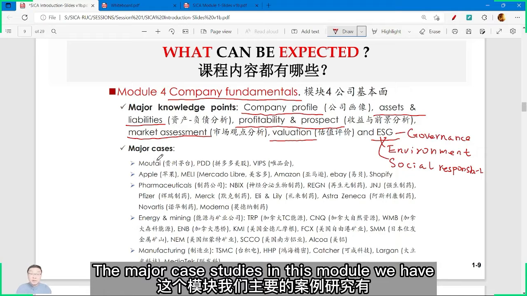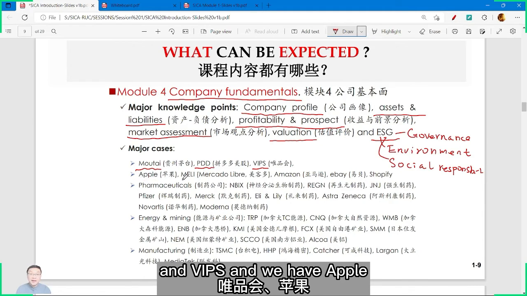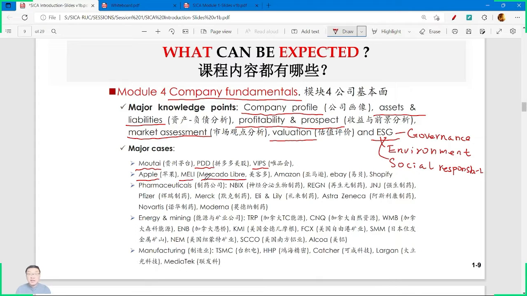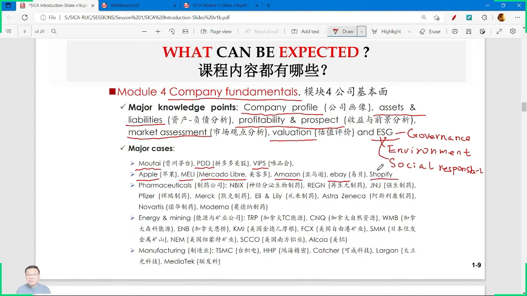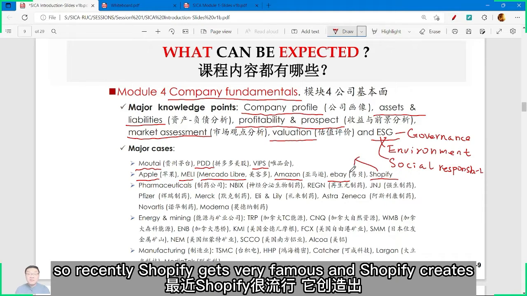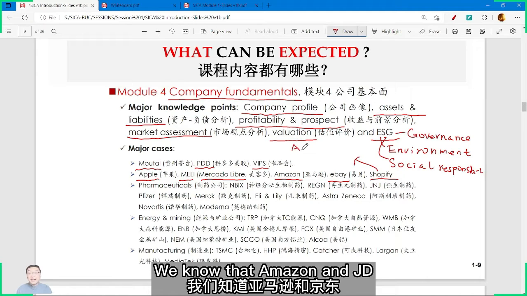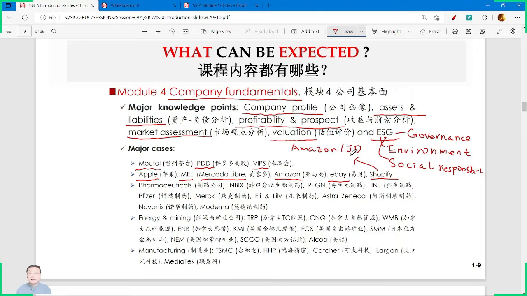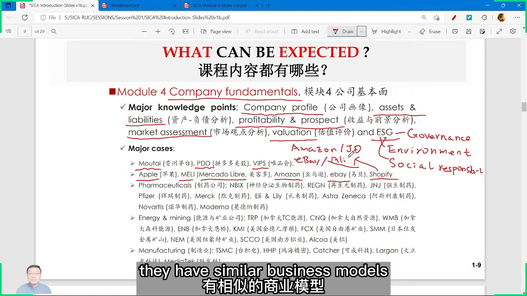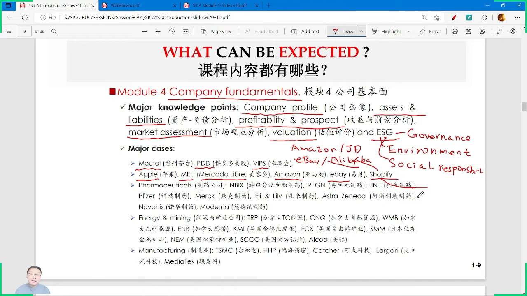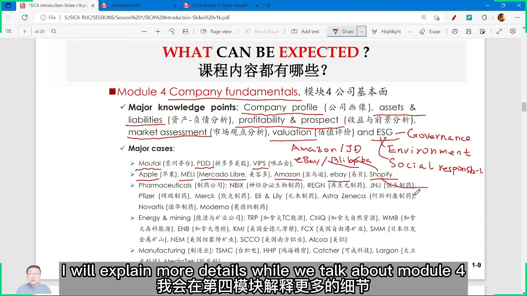The major case studies in this module, we have Moutai, Pinduoduo, and VIPS. And we have Apple, Meli, which means Mercado Libre. MELI is the stock code for this company. We have Amazon, we have eBay, we have Shopify. So recently, Shopify gets very famous as Shopify creates the third major e-commerce business model. We know that Amazon and Jingdong, they have similar business models. And we have eBay and Alibaba and Pinduoduo. They have similar business models. Now we have Shopify, which has the third major e-commerce business model worldwide. I'll explain in more detail when we talk about Module 4.